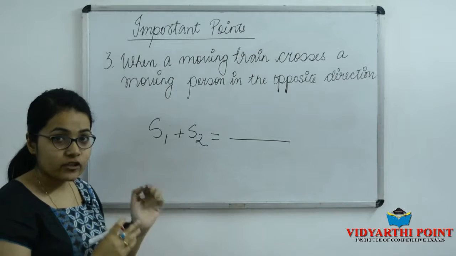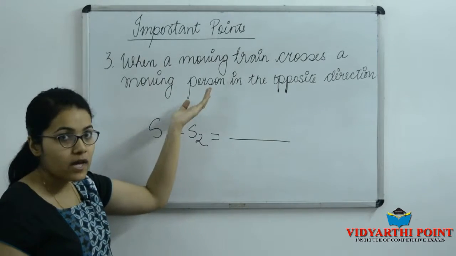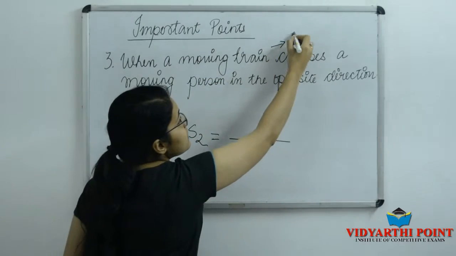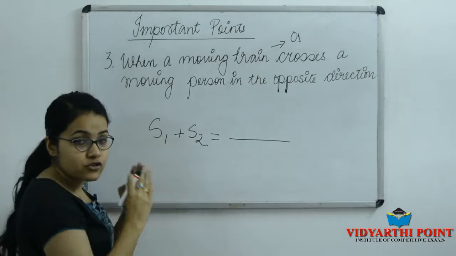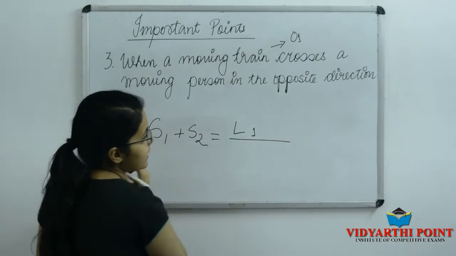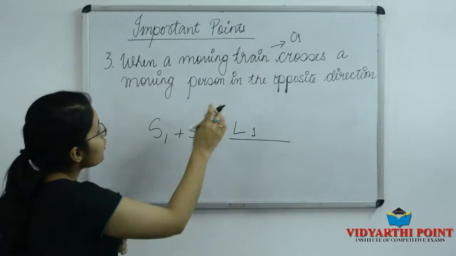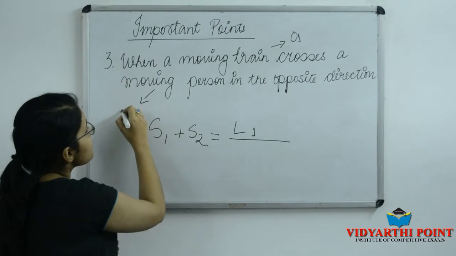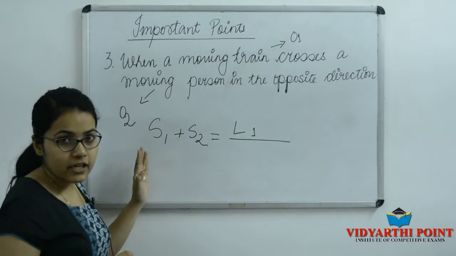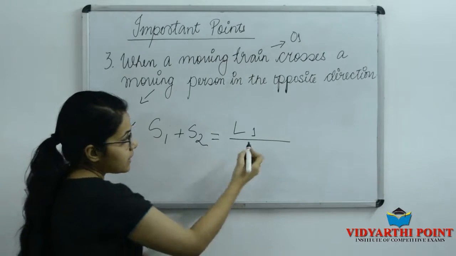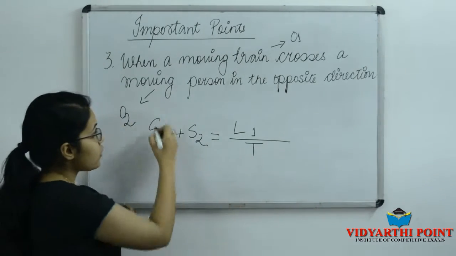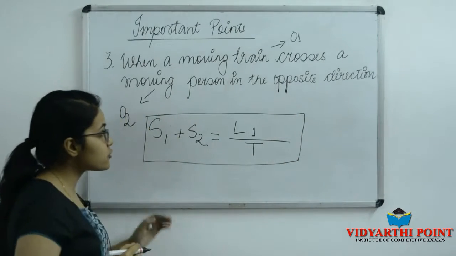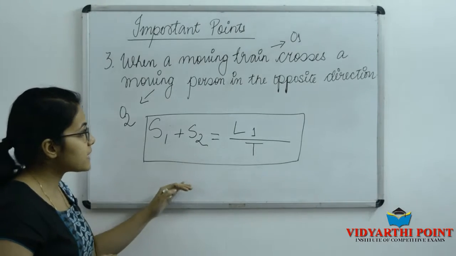Now let us look at length 1 and length 2, that is, length of object 1 and length of object 2. Object 1 as usual is the moving train, and since it is a train, L1 is taken. Now let us look at L2, crosses a moving person. Again the second object, that is the moving person, is a vertical object, so L2 will not be taken, divided by time as usual constant. So now this is the formula whenever a moving train crosses a moving person in the opposite direction.